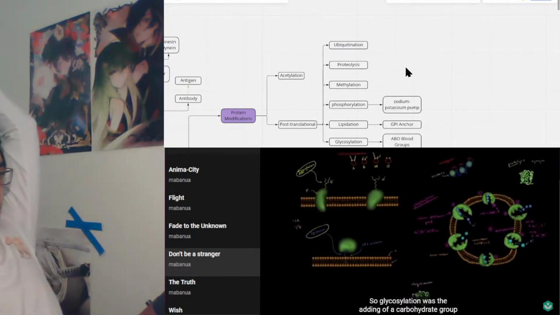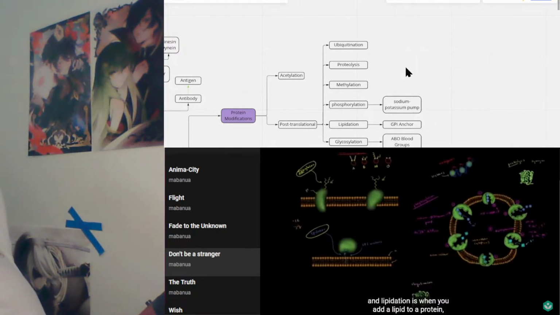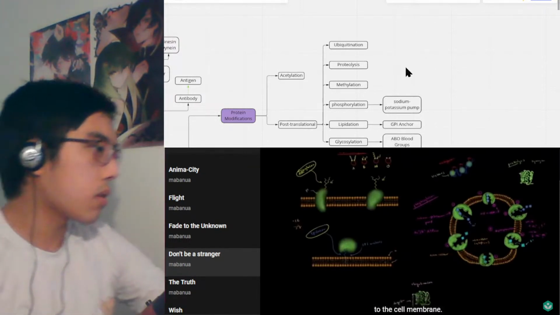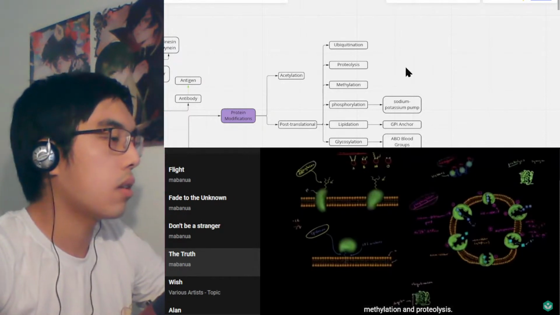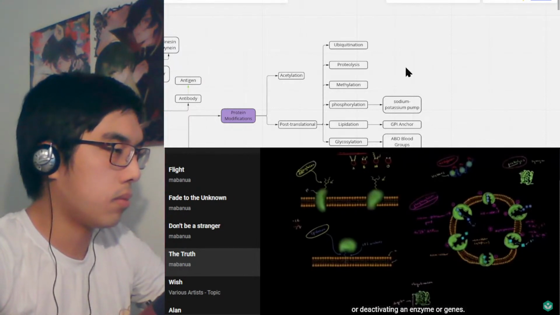So glycosylation was the adding of a carbohydrate group, which helps to identify certain cells, and lipidation is when you add a lipid to a protein that generally helps to anchor a protein to the cell membrane. Then we talked about phosphorylation, methylation, and proteolysis. And these all have to do with activating or deactivating an enzyme or genes.